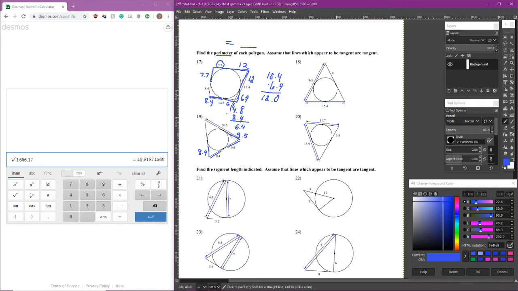If this little piece is 9.5 and the whole piece is 20.5, then you're going to subtract and you'll find out what this piece is, the top part of this side, and then its pair will be the same. Then when you're done, you just add up all those pieces. So I'll let you finish up number 19 on your own. You do not have to do 18, you do not have to do 20. Okay, let's go look at the next skill.